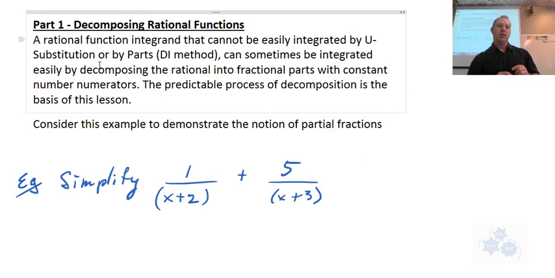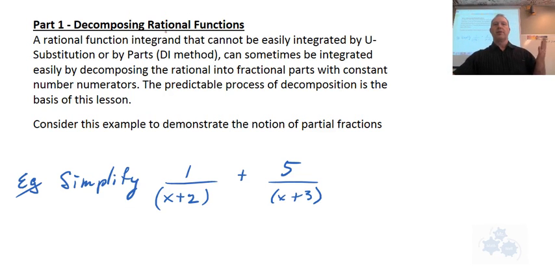partial fractions. So this lesson is focused on decomposing rational functions into their partial fractional parts, okay? And in order to do that, I need to kind of start from scratch.